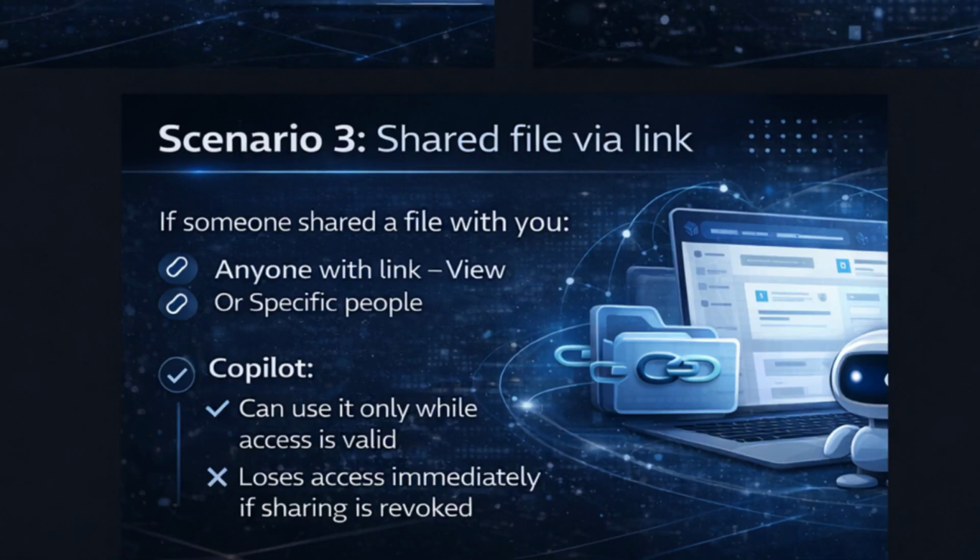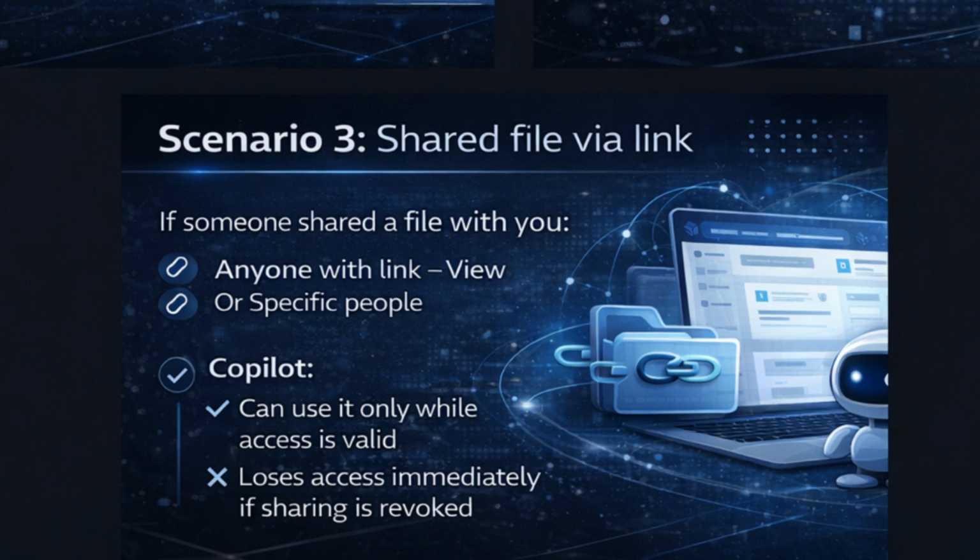Now this is the third scenario where the file is shared with you through a link. So in this scenario, Copilot can access and use the file only while that permission is active. The moment the access is revoked, Copilot immediately loses access as well. So you are sure that your data is safe. All right, so that's all for today's topic. We have covered how to add SharePoint as a knowledge source and how the agent behaves with different permission settings. Hope you have understood the concepts and it will be easy for everyone to work.